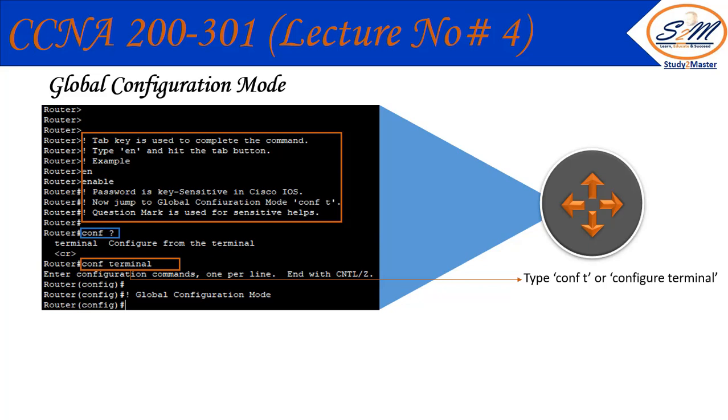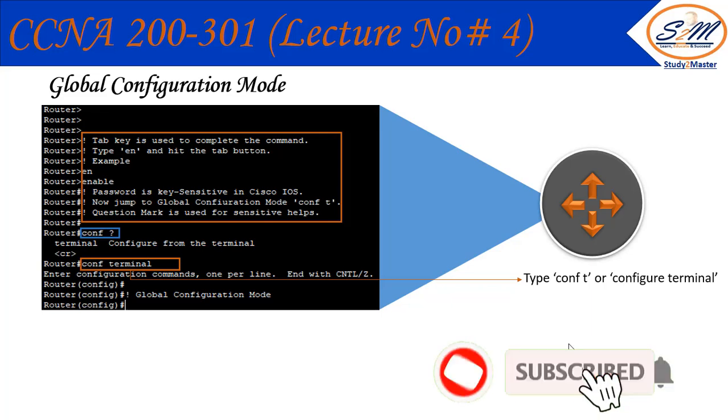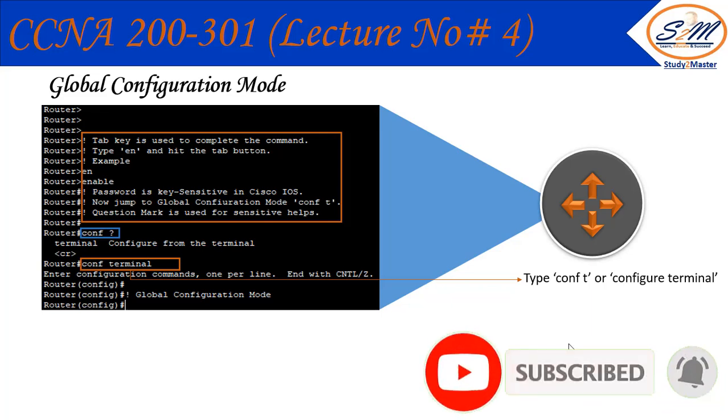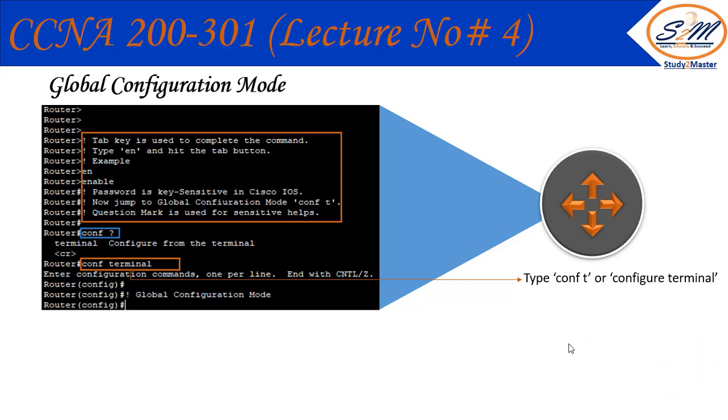So I have noted here that tab is used. Tab is a really helpful command for Cisco devices. When you type, tab is used to complete the command. Type en and hit the tab button, and it will complete the command. So here I have typed en and hit the tab key, and it completed enable.